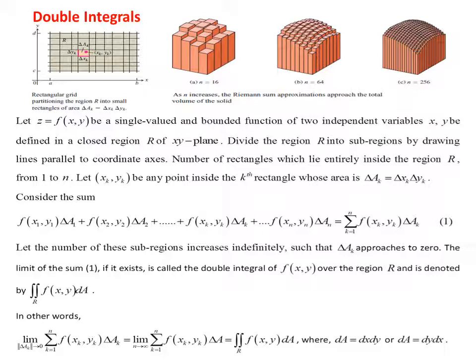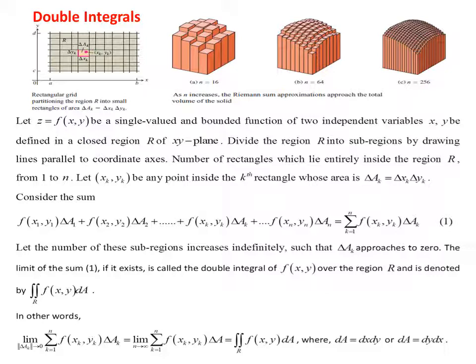Divide the region R into subregions by drawing lines parallel to the coordinate axes. Number the rectangles which lie entirely inside the region R from 1 to n. Let the point xk, yk be a point inside the kth rectangle, whose area is delta Ak. That is equal to length into breadth. Length is delta xk and width is delta yk.